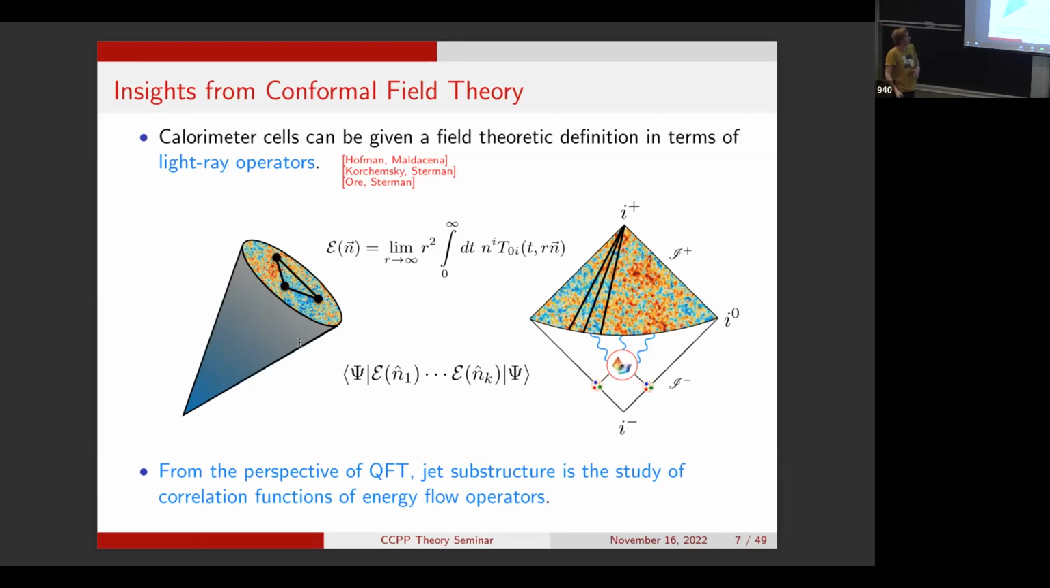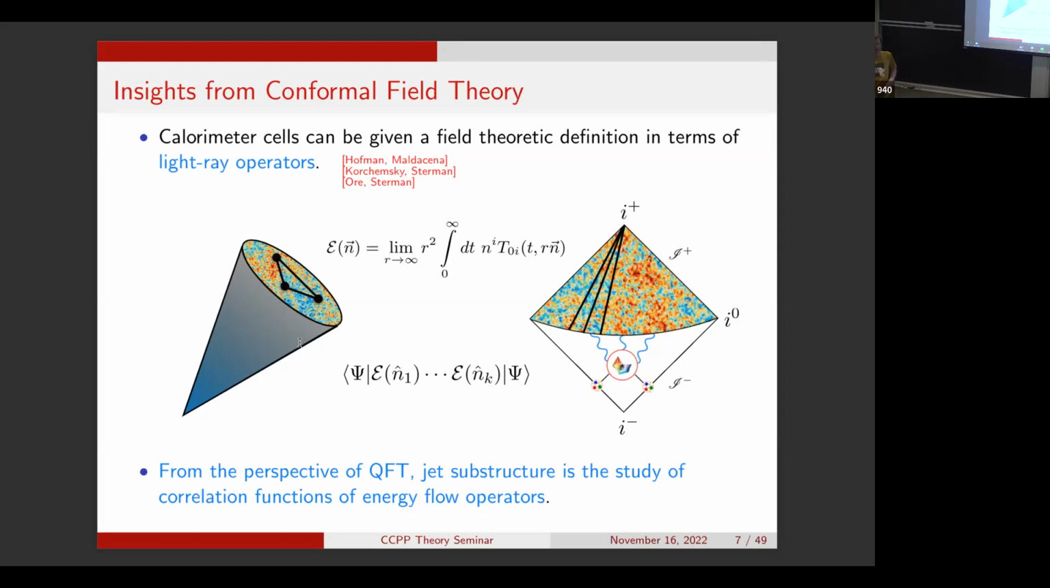Depending on your background, if you're used to looking at collider experiments, you can really just think about this as a calorimeter cell in your detector. Or if you like a more Penrose diagram picture, you can draw this to show that it's an integral over time, as these line operators on the celestial sphere.